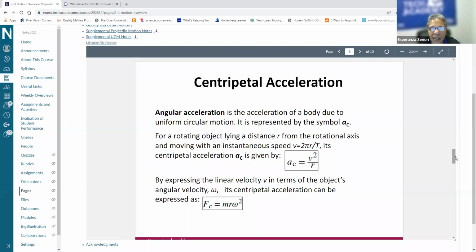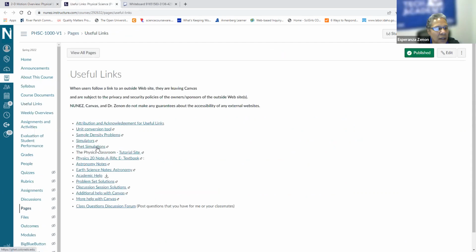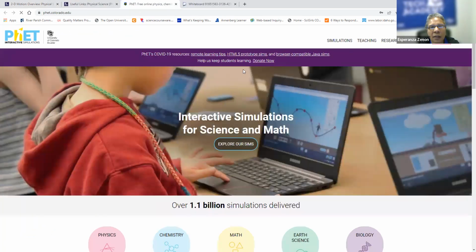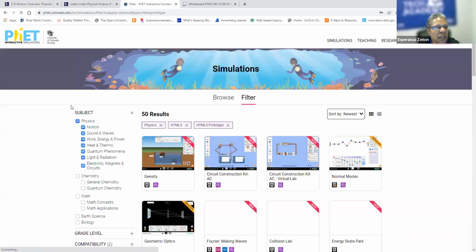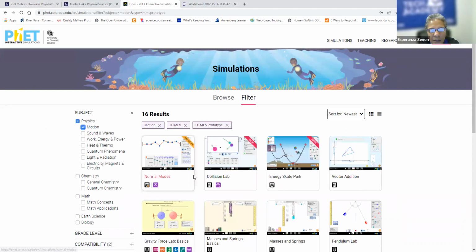Even though it's moving at a constant speed, the velocity is still changing. And that is because the direction is changing. We can get a quick visual here. Let me just open this up. And I'm going to go to one of my nice simulators here, because I like the way that they make this visual that we need to really help us make sense of this.